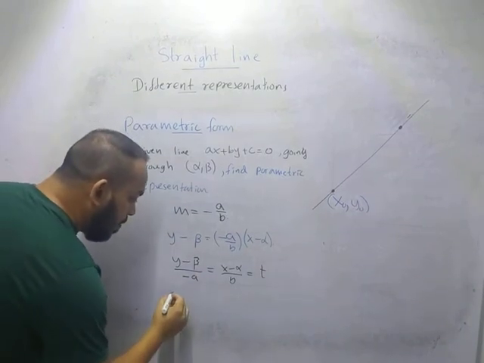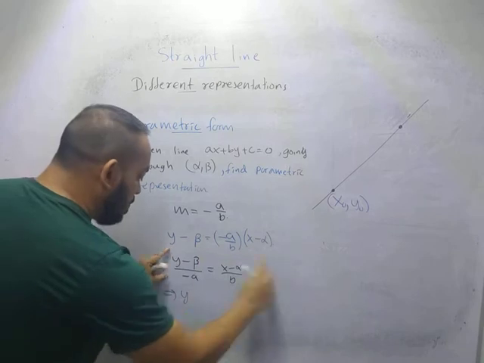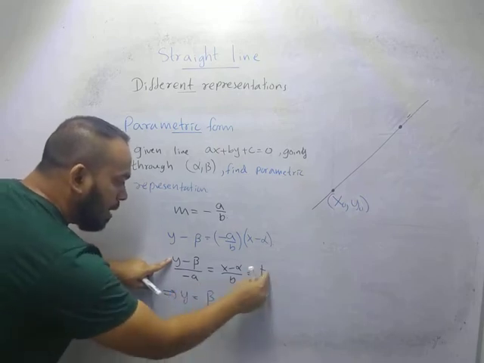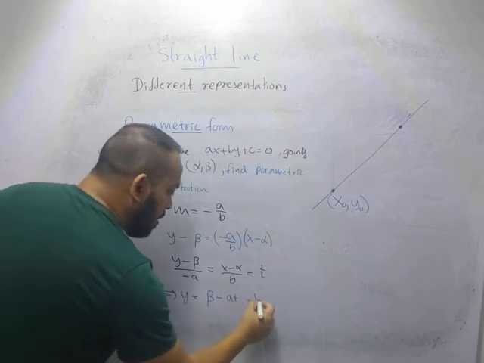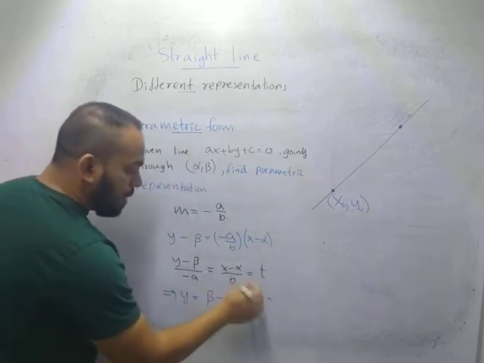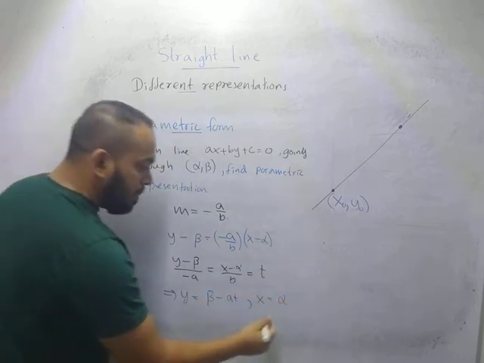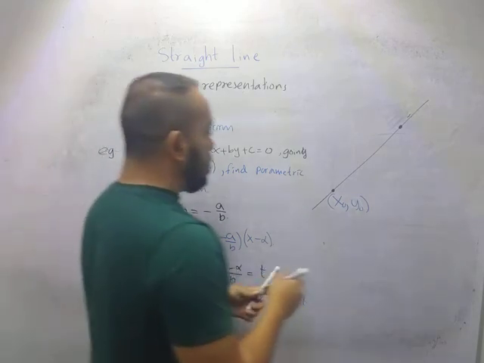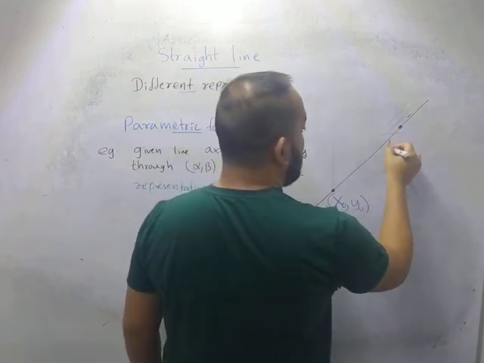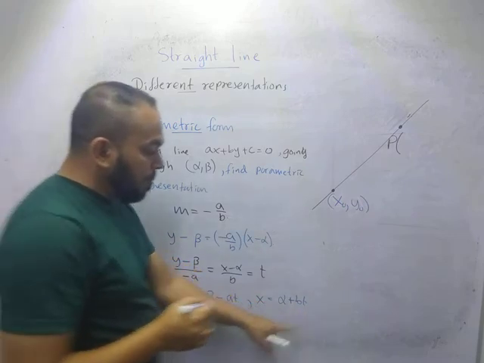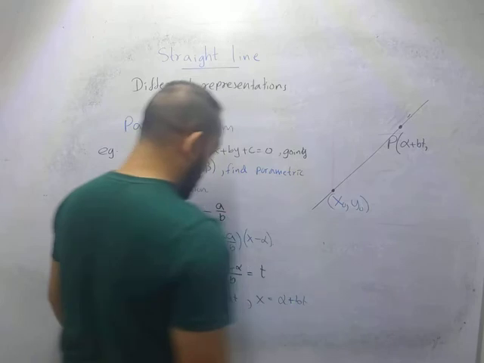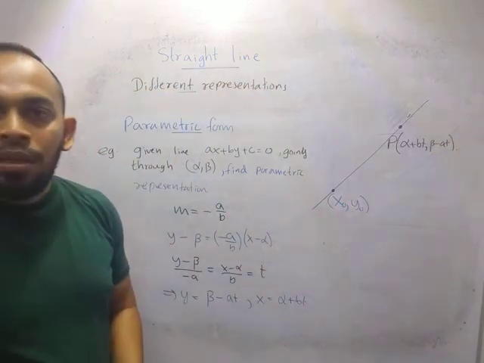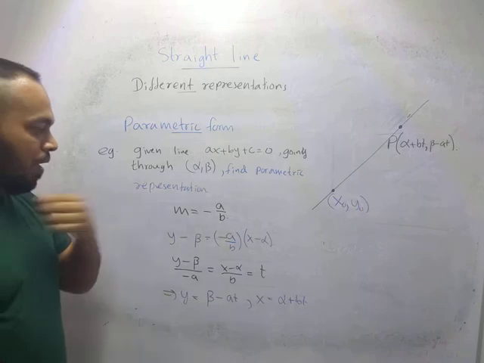From this we can get y equals beta minus A times t, and x equals alpha plus B times t. So this is the representation. I can represent any point on this line. Let's say this is P. The x coordinate would be alpha plus B times t, and the y coordinate beta minus A times t. This is the parametric representation of this line.